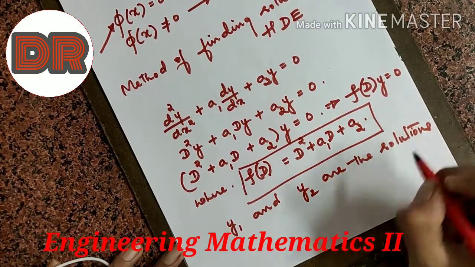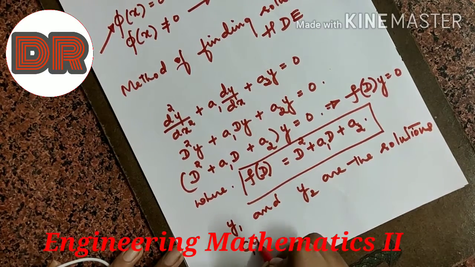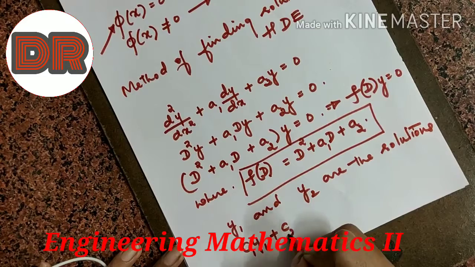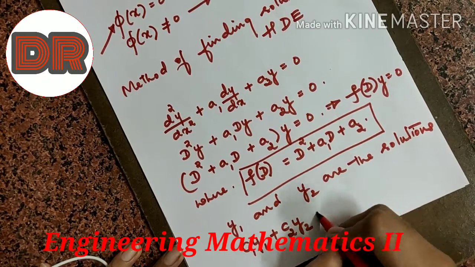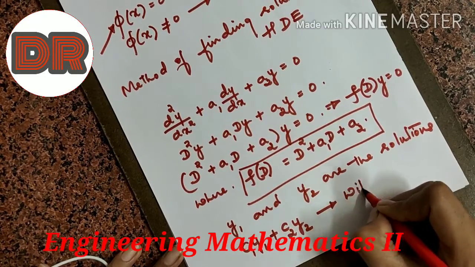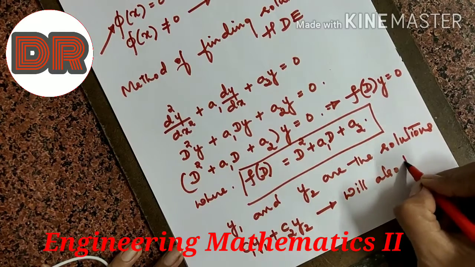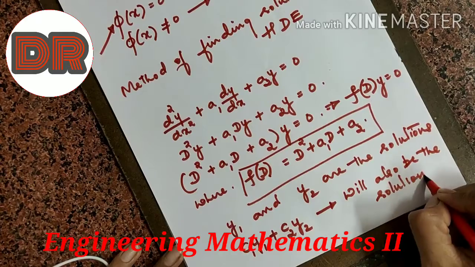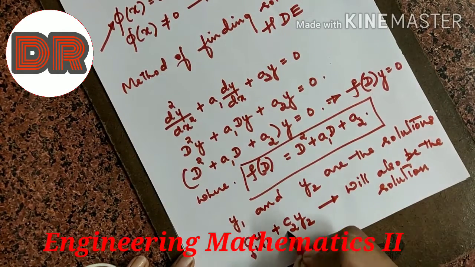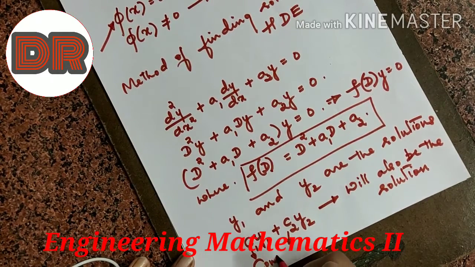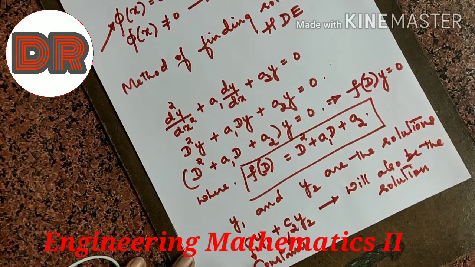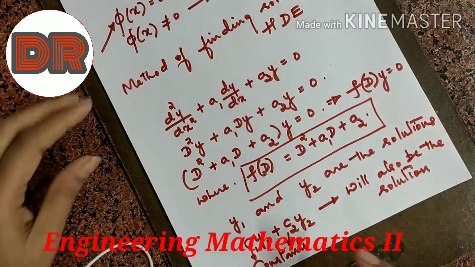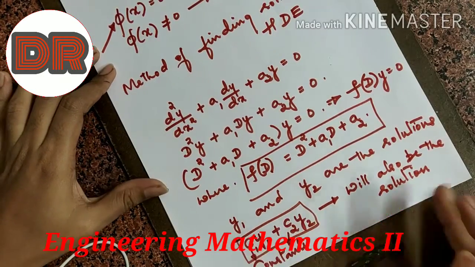And it is also true that c1y1 plus c2y2 will also be the solution for this, where c1 and c2 are constants or arbitrary constants. Now let us verify this, whether this is a solution or not.